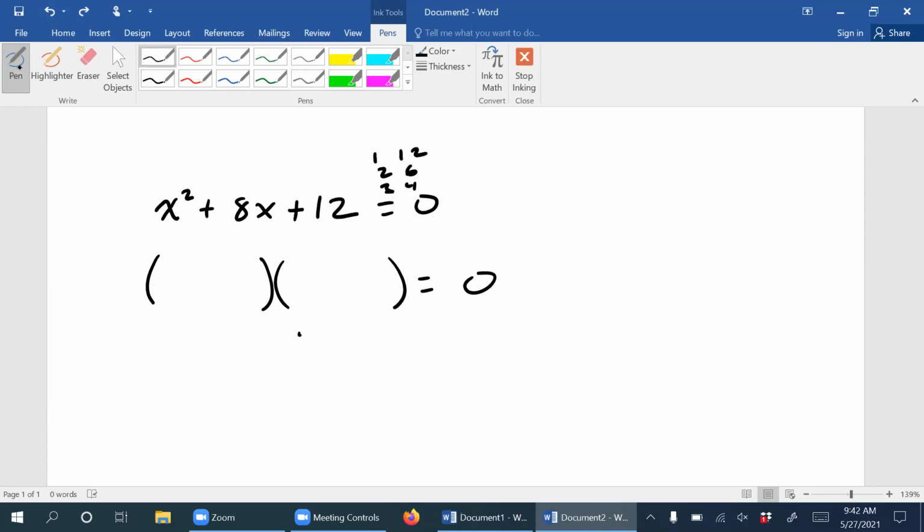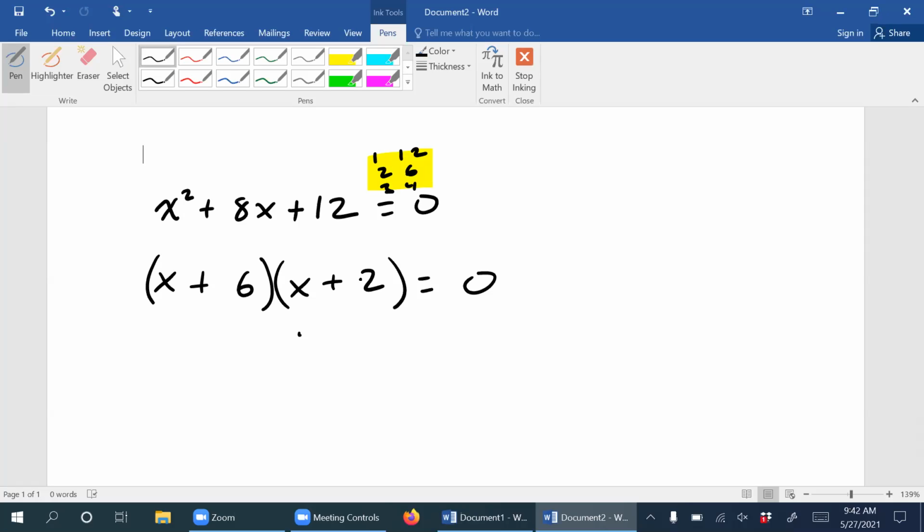Hopefully you'll see that it's going to be 6 and 2. 6 times 2 is 12, but 6 plus 2 is 8. So we get x plus 6 and x plus 2, and it's going to be plus and plus. We had to work on factoring problems first. Oh, thank you, you guys got it.